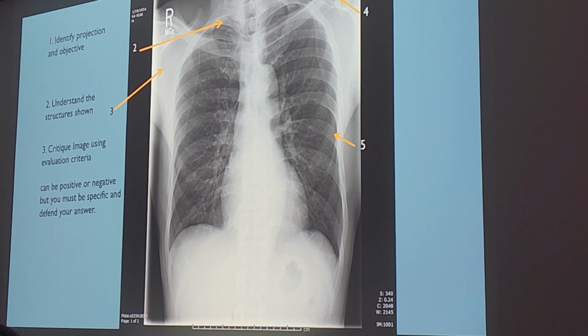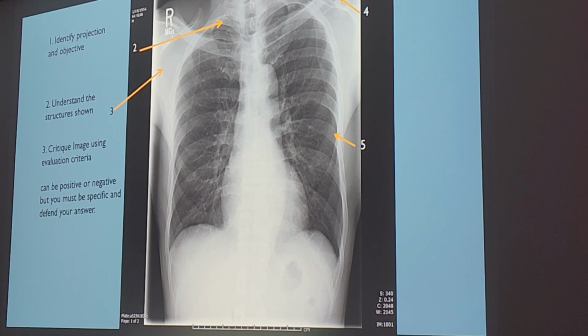So if the image didn't have a marker, what's another way to identify if it's an AP or PA? The clavicles. What about the clavicle? If they're more horizontal, above the apices, that means it's AP. If it's below, it's PA. Okay, what else? I look at the clavicles and see if they're above the apices.